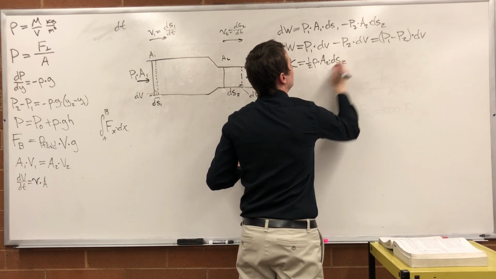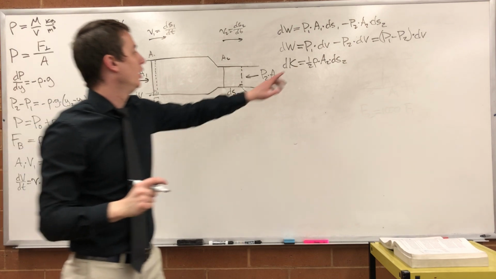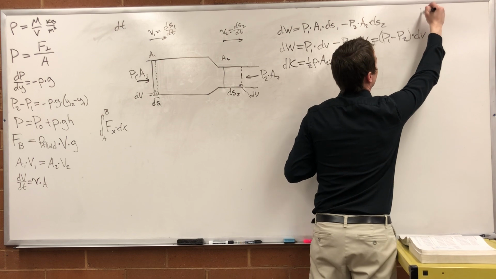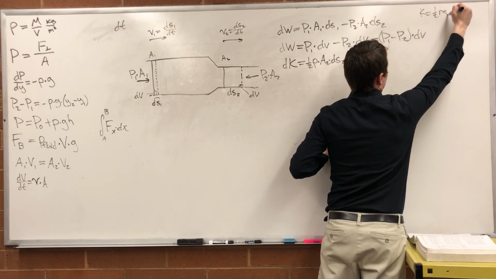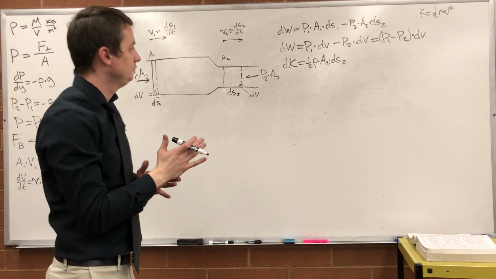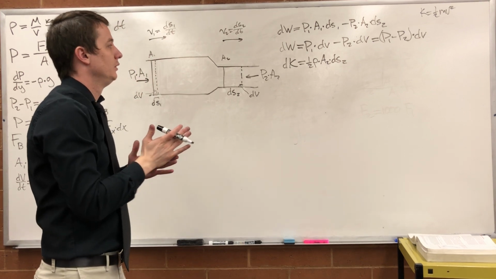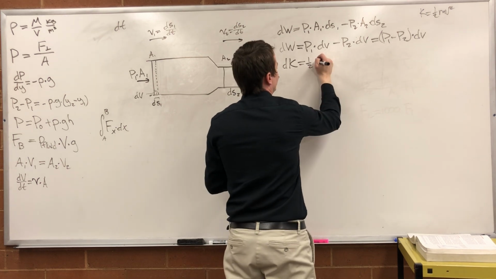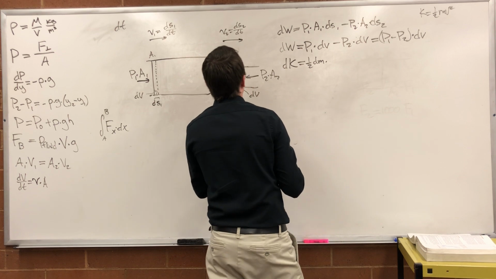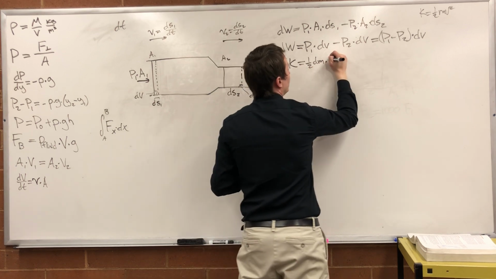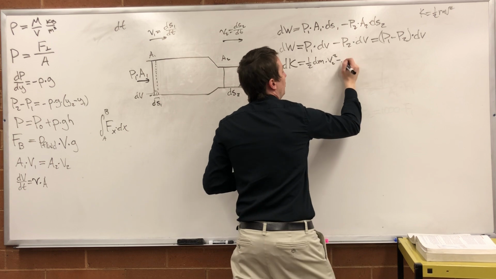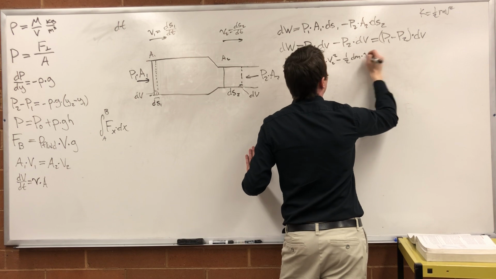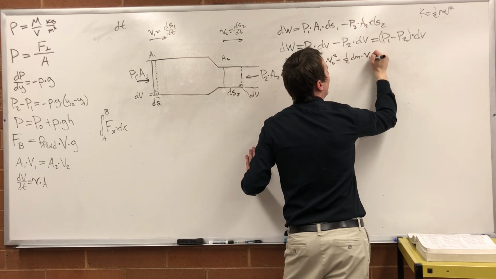Why do you use rho? Density times volume gives you mass. Kinetic energy, in general, is 1/2 mv squared. So you're just timing by volume. We could put a dm there, actually. We'll just put a dm here for now. 1/2 dm times the velocity here squared, v2 squared, minus 1/2 dm times the velocity at 1 squared.